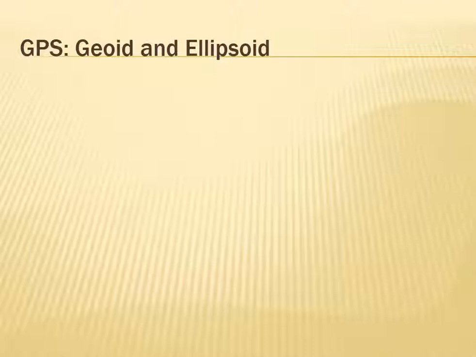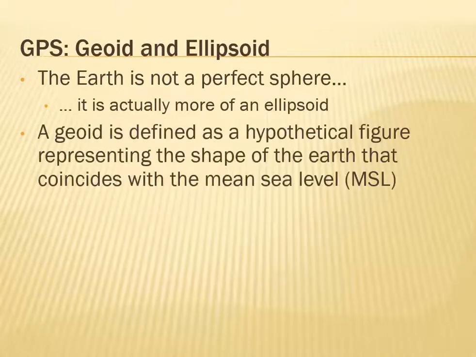survey world. First of all, let's acknowledge the fact that the Earth is not indeed a perfect sphere, but is instead an ellipsoid. An ellipsoid is formed when an ellipse is rotated about its minor axis. A geoid, let's talk about that, it's a new word maybe. A geoid is defined as a hypothetical figure representing the shape of the Earth that coincides exactly with the mean sea level. So these two appear to be the same thing, but are in fact not at all.